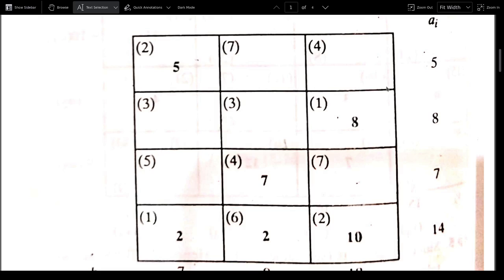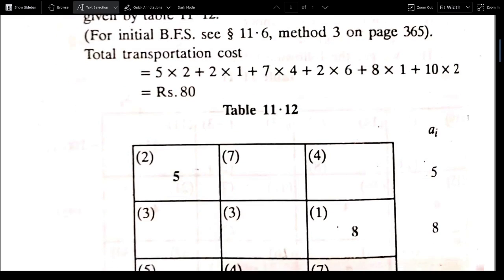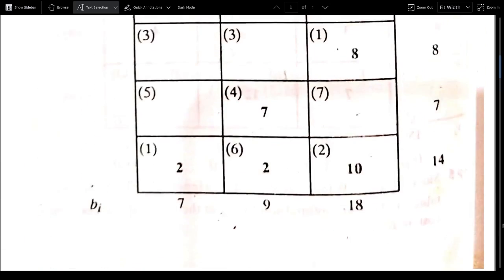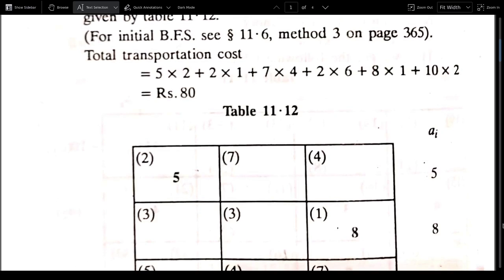So here you see, here directly written this is 80. So you will find out this one by Vogel's approximation method. First you find out the penalties, right? And where we shall give the allocation. This is a 4/3 matrix, right? So for the first row, you will get the penalty.